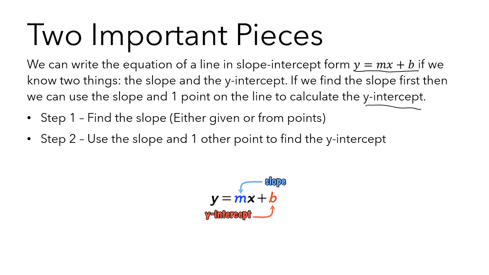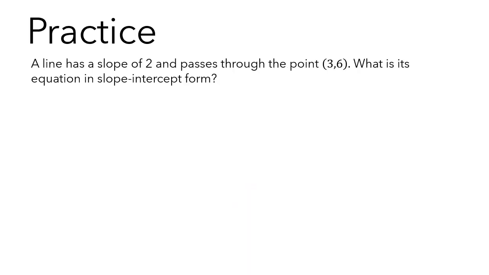So here's our steps. Step one, find the slope. It's either going to be given to us, or we're going to find it from the points. And then step two, use the slope and one other point that we're given to find the y-intercept. Let's try an example question.